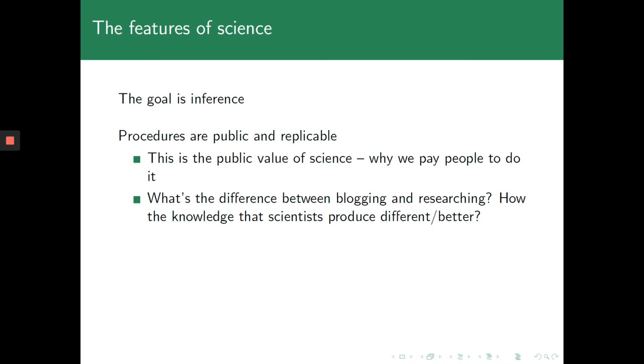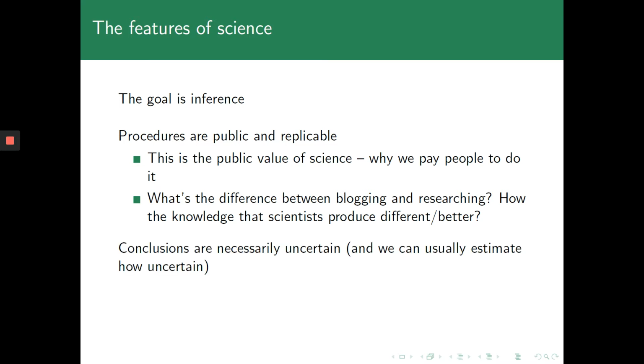Well, the fact of the matter is that the knowledge that scientists produce is likely to be more accurate because of the public and replicable nature of the procedures. Those websites, they don't always tell you exactly what they're doing. They don't always tell you where they got their data, things like that. So the fact that the system is designed for scientists to reveal all of that information provides some inherent value to the knowledge that scientists are producing.